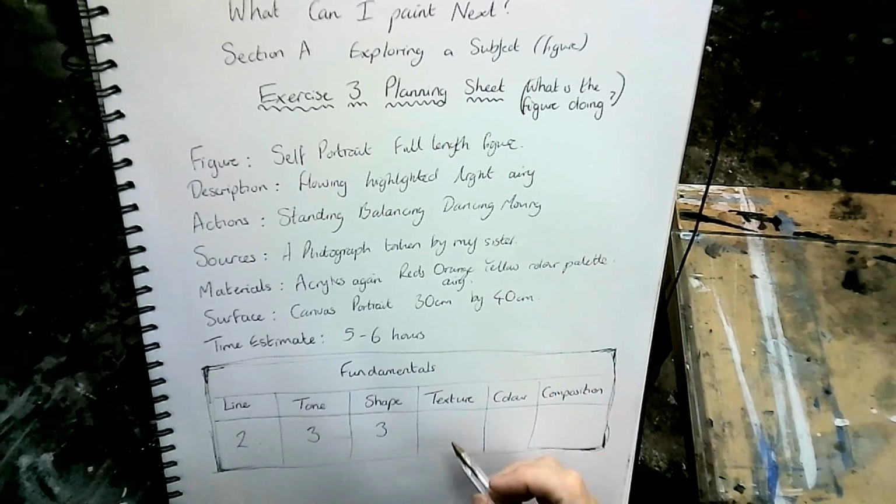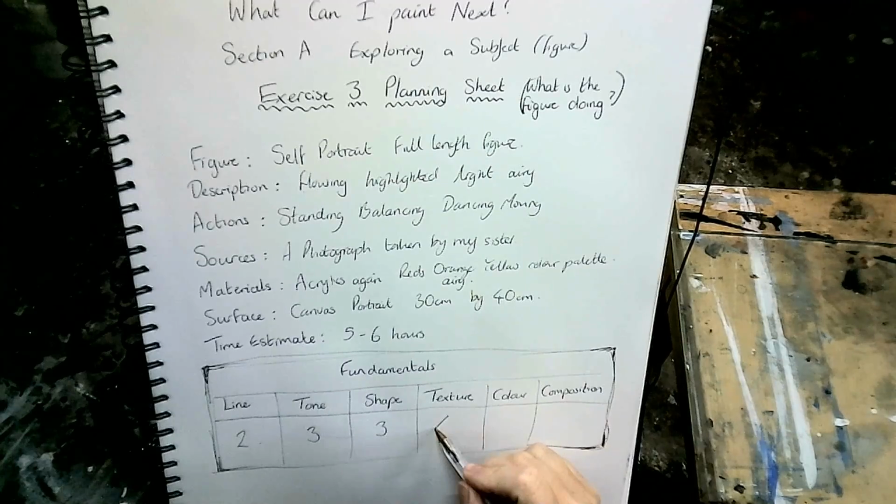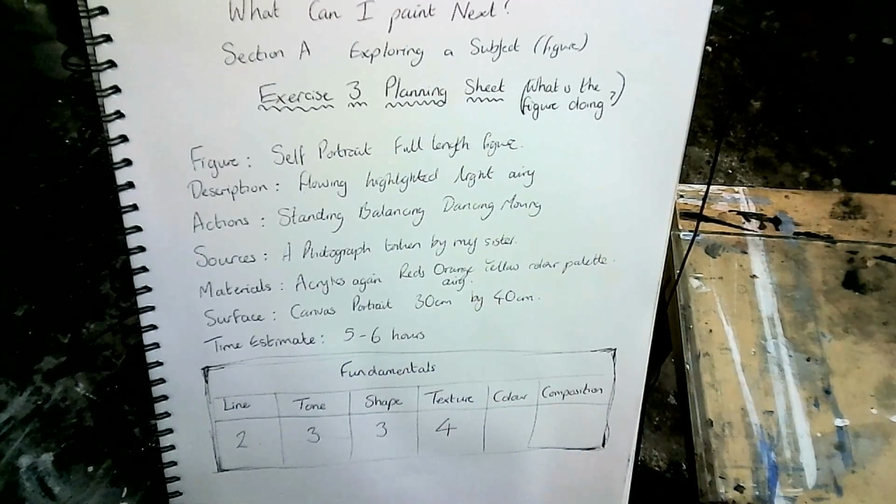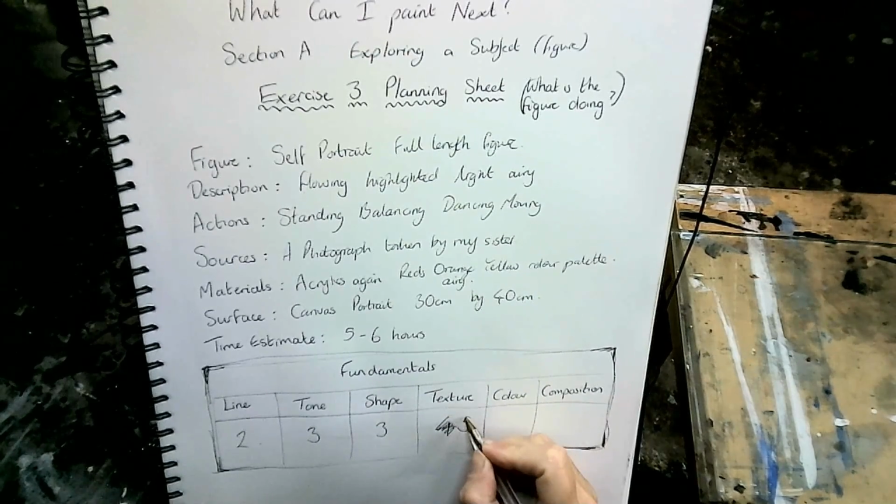again, I am using the shape of the body, but that's not the grabbing thing, that's not the main thing. Texture, not the texture of the subject. This is going to be the texture of the paint. So I'm going to say that's a 4. The texture of the paint, in fact, no, I'm going to move that to a 5, because that's going to be the whole point of the painting.